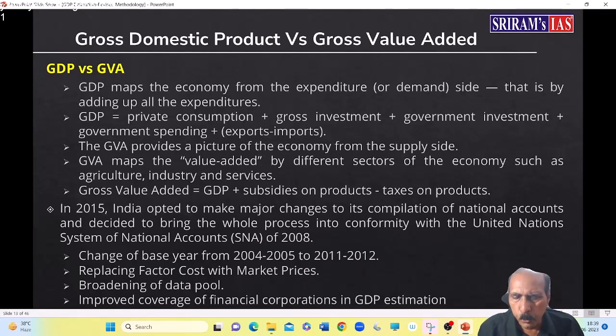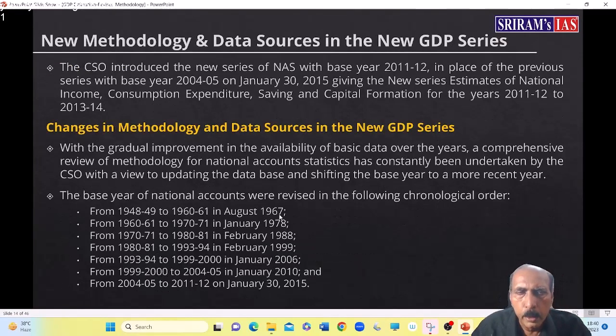Then we have also improved the coverage of the financial corporations. In the earlier methodology, the financial corporations were not given due weightage in the estimation of GDP, and to that extent GDP was supposed to be underestimated. But now, because of the widespread monetization of the economy and widespread development of the financial sector, the financial corporations play a very important role in GDP estimation that we have to take into account in the new methodology. Therefore, the new methodology has been introduced from the year 2015 onwards. As I said, the first change we have introduced is the change in the base year.